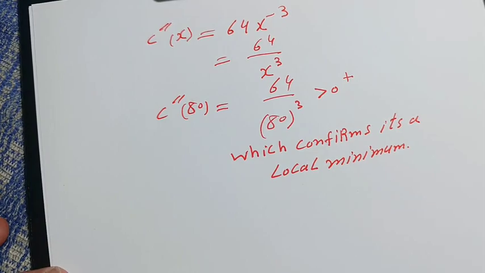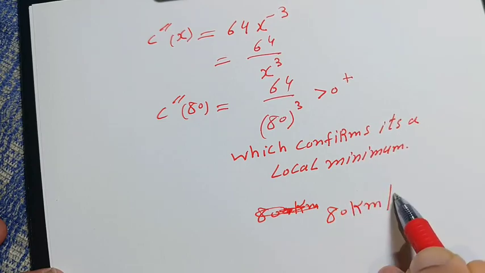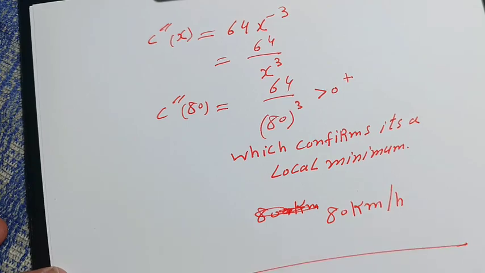Therefore the average speed at which the person must travel home to keep his cost as low as possible is 80 kilometers per hour. This is my final answer.